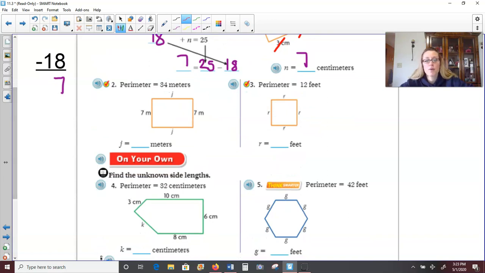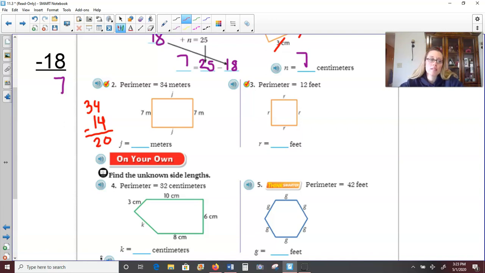All right, number 2, here is a rectangle. We see 2 sides are 7 meters, and we have to solve for the top and bottom, sides J. The total perimeter is 34, so we need to figure out what J must be. So 7 plus 7 I know is 14, and if the total perimeter is 34, move this down the side, we're going to do 34 minus the 14, because we already know those 2 sides add to be 14.